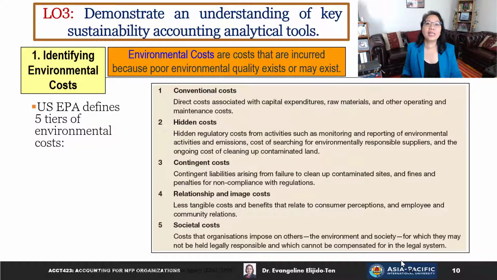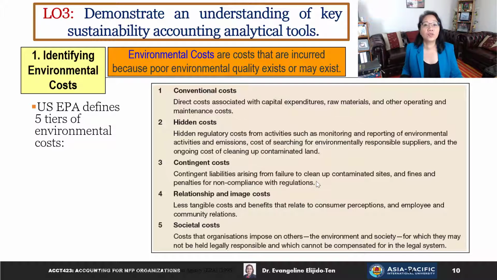The second one is hidden costs. This refers to hidden regulatory costs from activities like monitoring and reporting of environmental activities and emissions, the cost of searching for environmentally responsible suppliers, and any ongoing cost for cleaning up, for example, a contaminated land or river.